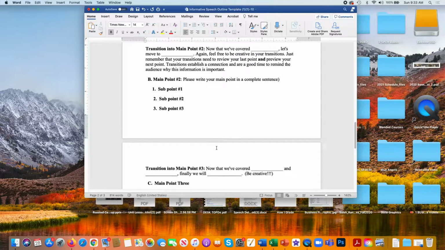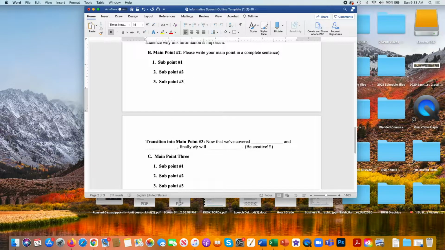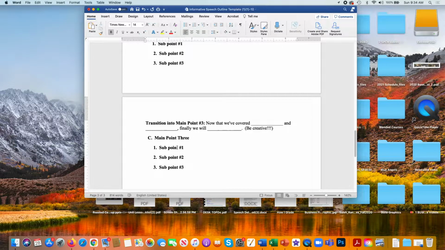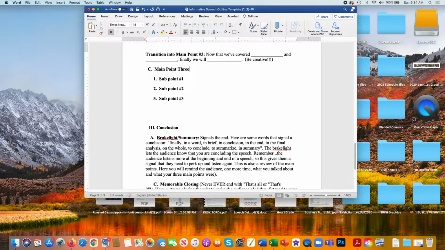All right, now we're going to transition into main point number three, then you'll say, now that we've covered and discussed the main points that you've covered so far, now we finally will cover our last main point, which is, again, be creative. So type in this information right here. And then for main point three, you type in your main point in a complete sentence, subpoints, complete sentence. Now you reach your conclusion.